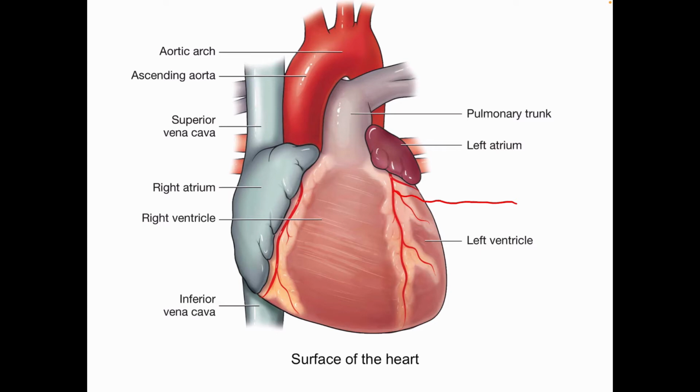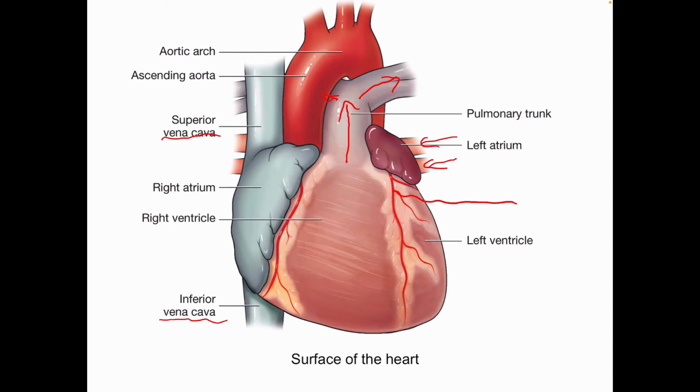So you have got the superior vena cava, which returns blood from the head and arms to the right atrium, and the inferior vena cava, which returns blood from the trunk and the legs to the right atrium. We have the pulmonary artery leaving the heart, which divides into 2 branches, one going to each lung. And then we have the pulmonary veins, which return blood to the left atrium.